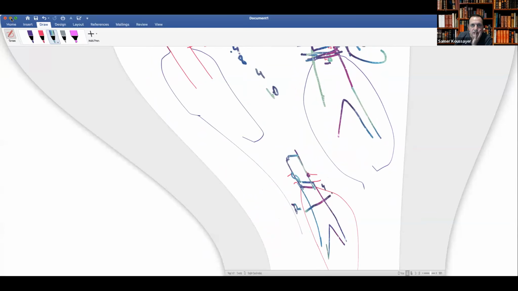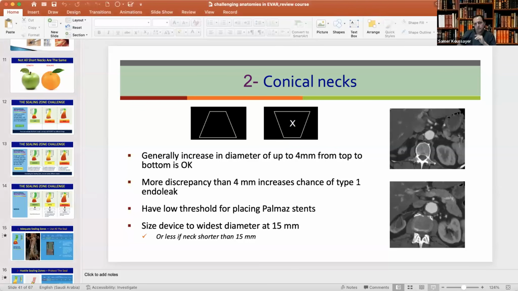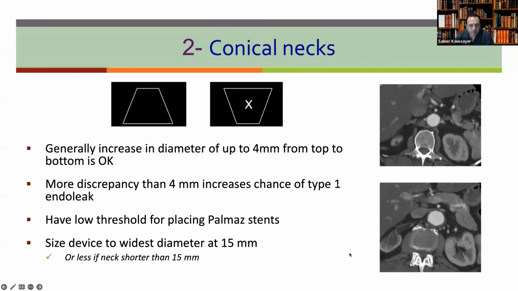Let me go to the, where is the sharing? Share, resume sharing. Stop sharing. Let's go to our lectures here. All right. You see the slide again?